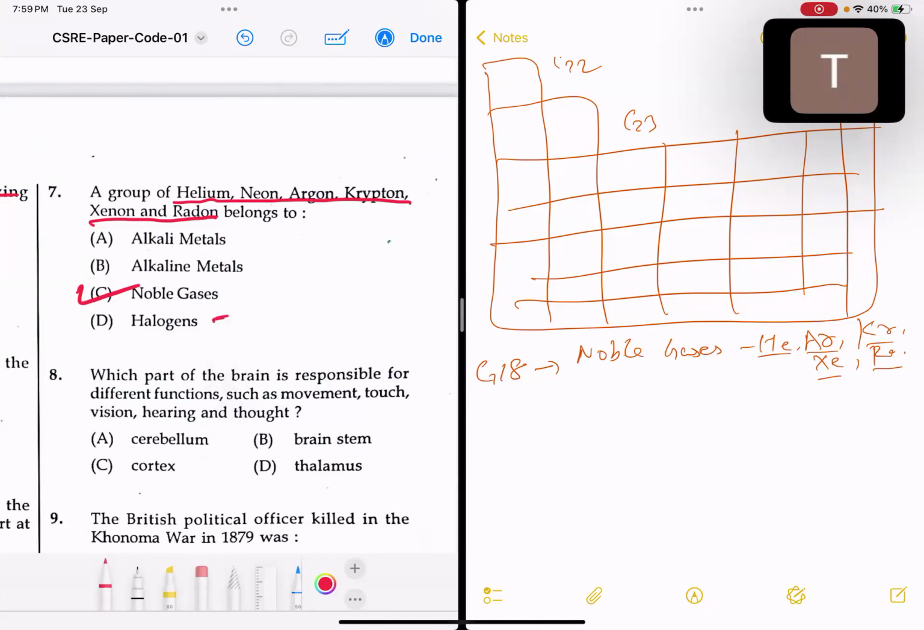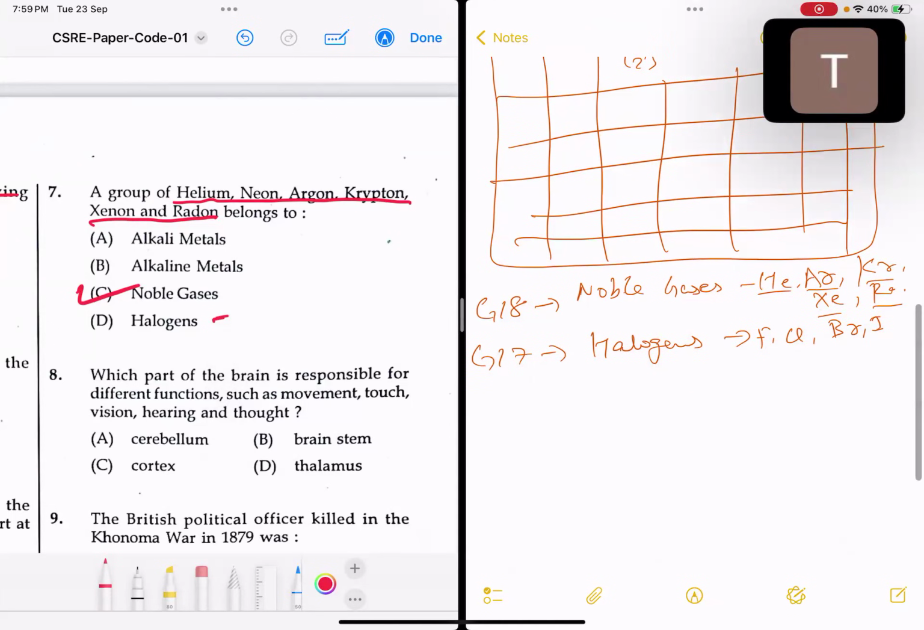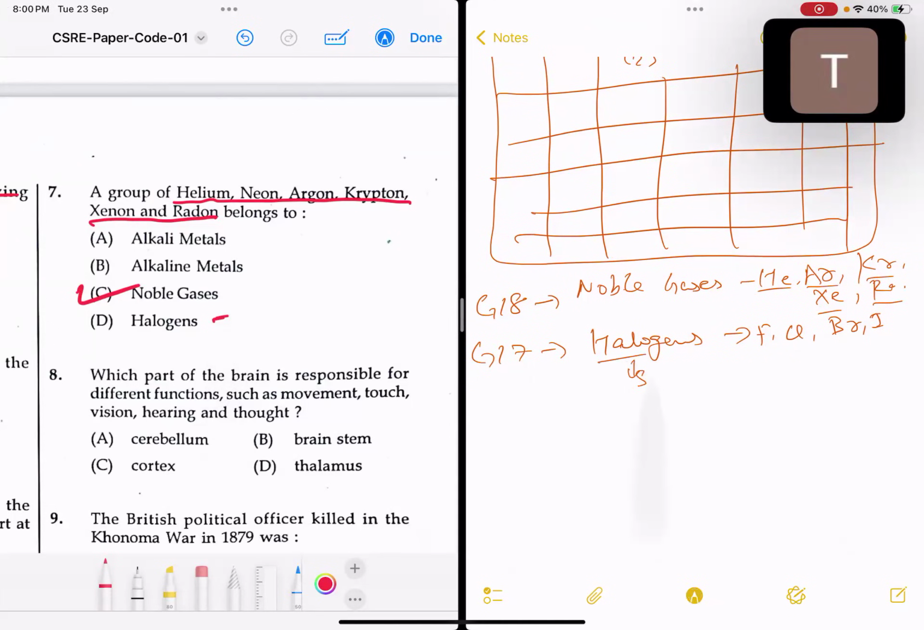Now let's look at halogens. Group 17 elements are known as halogens. These include fluorine, chlorine, bromine, and iodine. Why are these known as halogens? Halo means salt, so they combine with other elements to give salts. For example, chlorine from group 17 will react with sodium to give sodium chloride, which is also the common salt that we take.